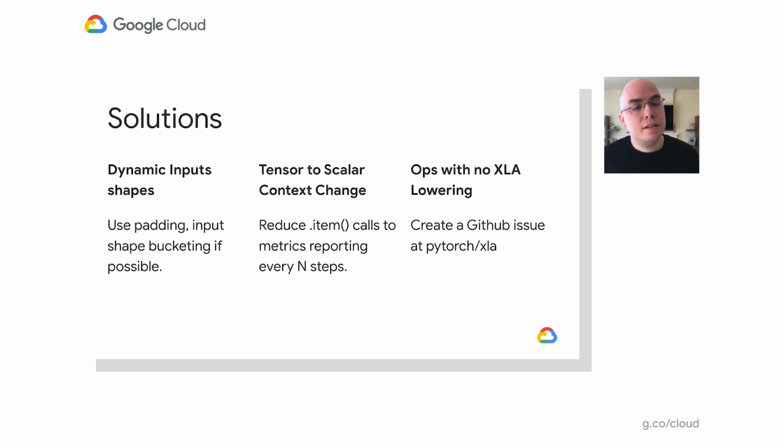In the third case, if we encounter an op with no XLA lowering, we usually just create a GitHub issue at github.com/pytorch/xla, and ask the Torch XLA team to lower the said op so that the operation runs on the device and is accelerated as a result.